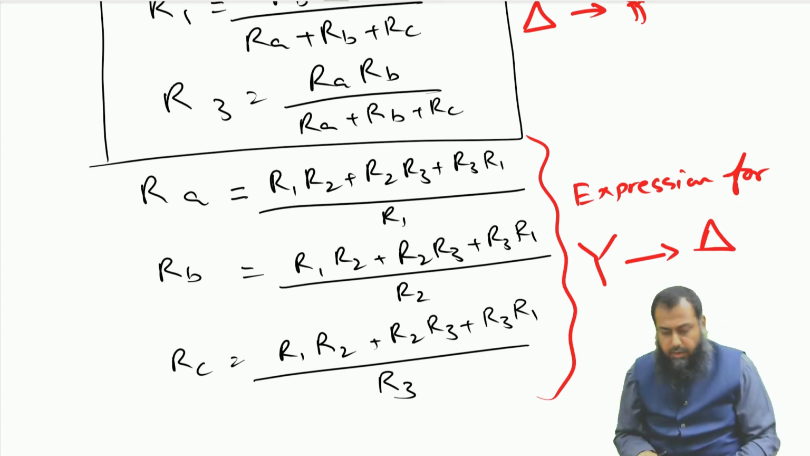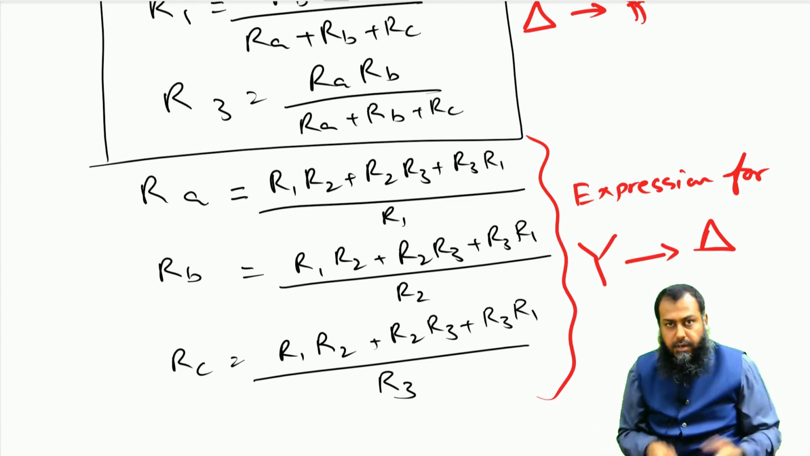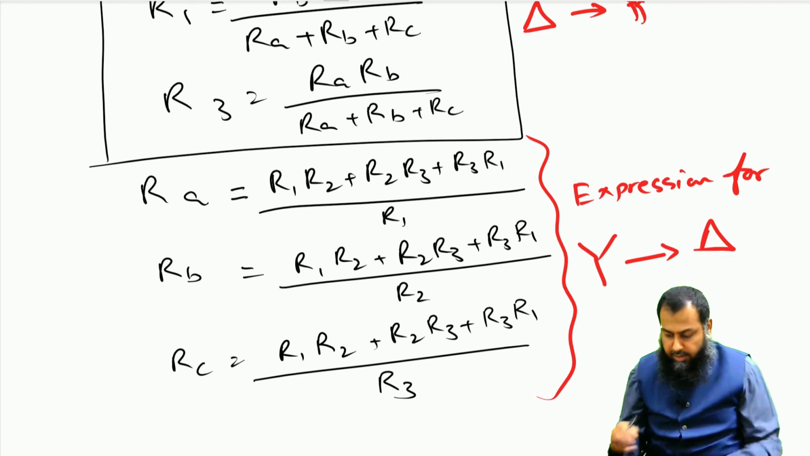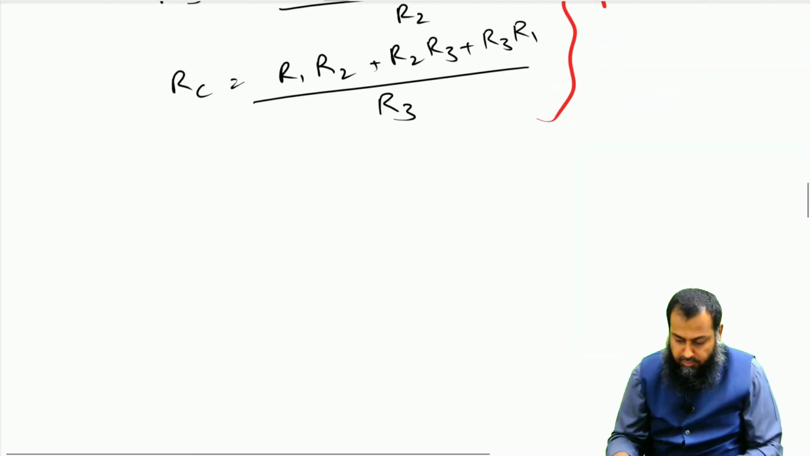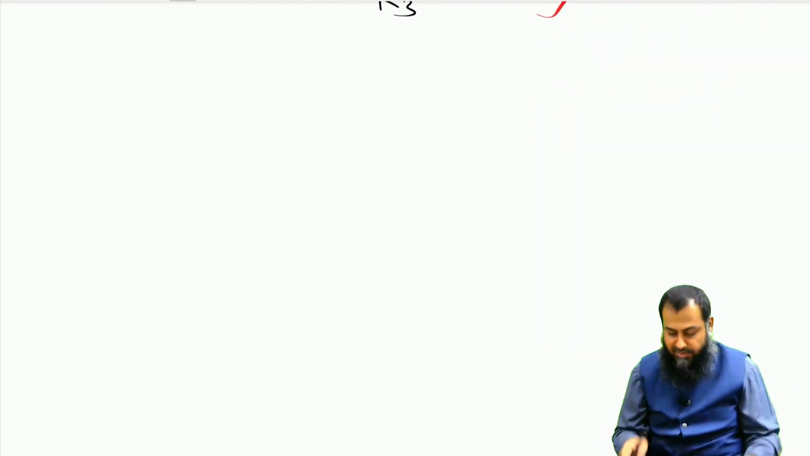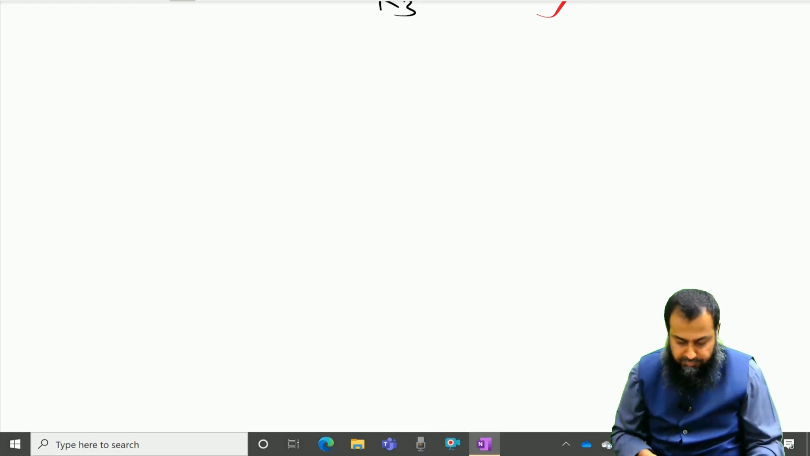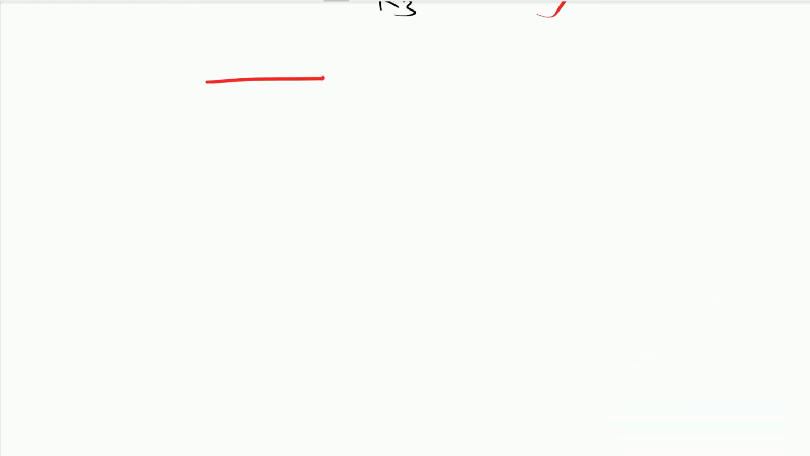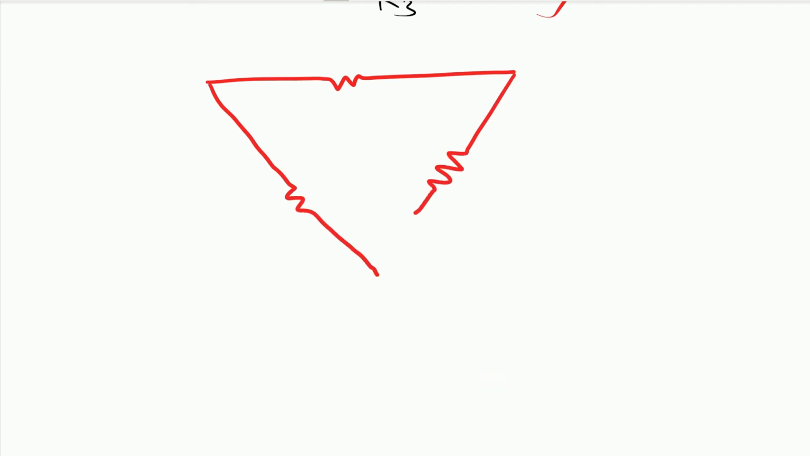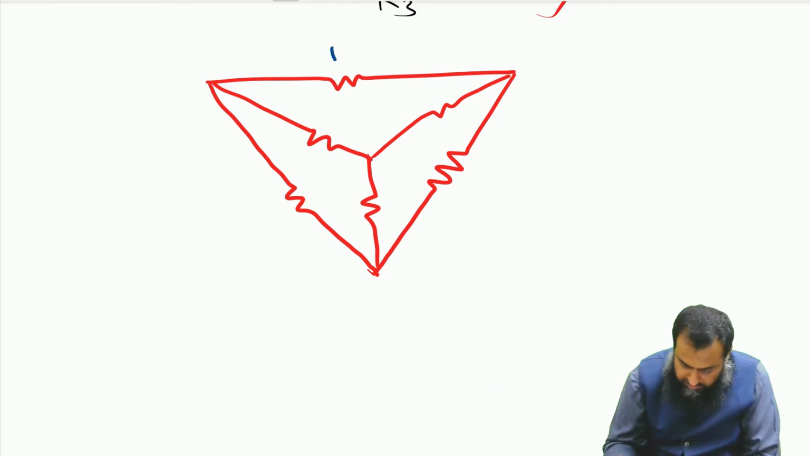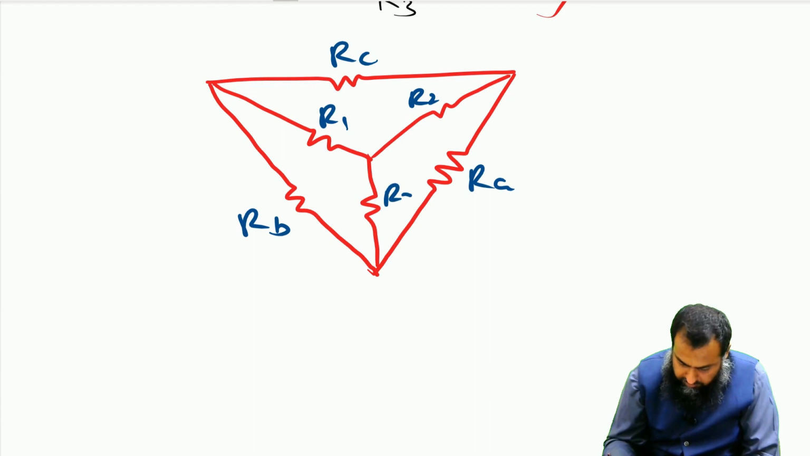Now, sometimes it is difficult to remember these by heart, so there is a small trick as well. Let me tell you that secret, right. So let me draw. Let us say this is RC, this is RA, and this is RB, this is R1, this is R2, and this is R3.